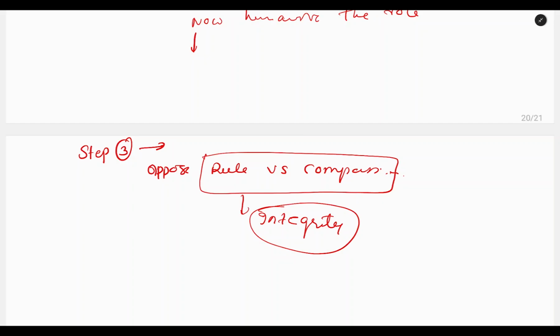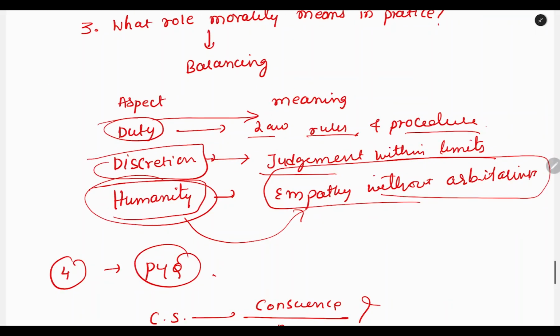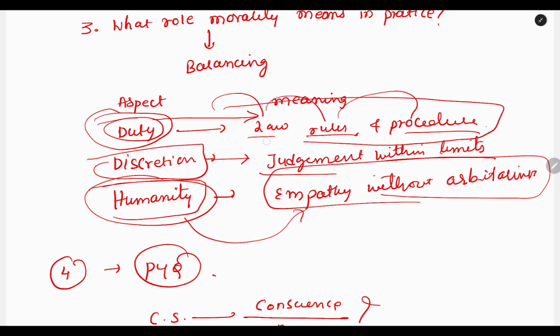Therefore, discretion should be exercised to humanize the law. So we have 3 things, right? What is the duty? Then the second one is discretion. Then the third one is humanity. So when you are performing a duty according to the law, rules, and procedure, that should be followed with discretion, where judgment within the limits can lead to humanity. That is your major concept here. I hope you are getting my point.